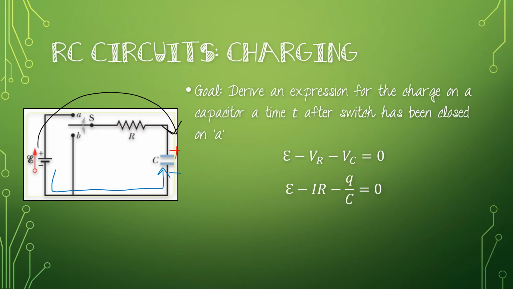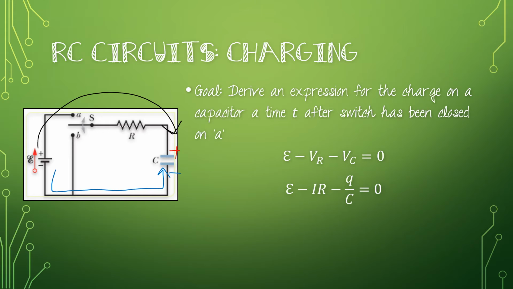Now, I am going to replace each of these potential differences with their respective equations, using Ohm's law for the resistor and using our equation for capacitance to find the voltage across that capacitor. Now, as time increases, I know that my current will not be constant, because as the charge builds up on the capacitor, the electrons will be less and less attracted to that bottom plate. As a matter of fact, they'll slowly get to the point where they're getting more repelled from that bottom plate. And so the current will not be constant.